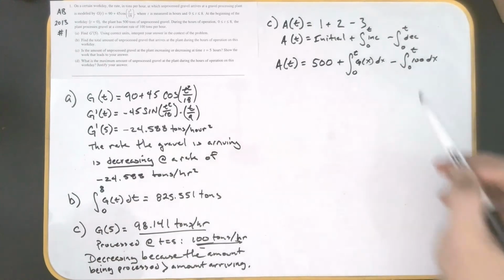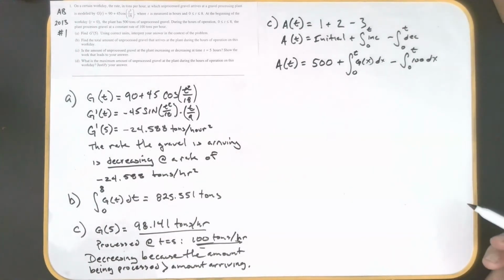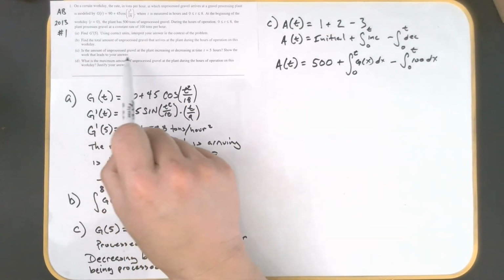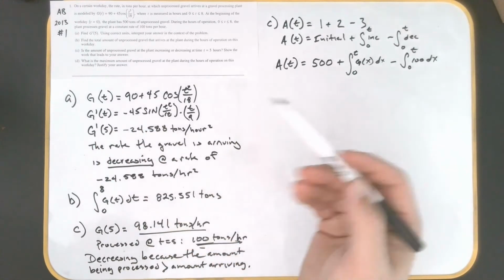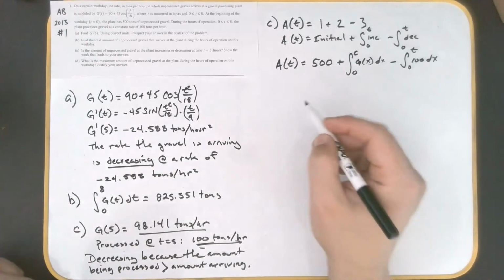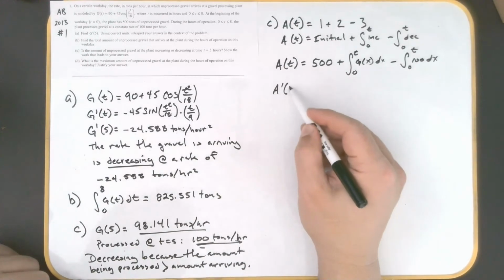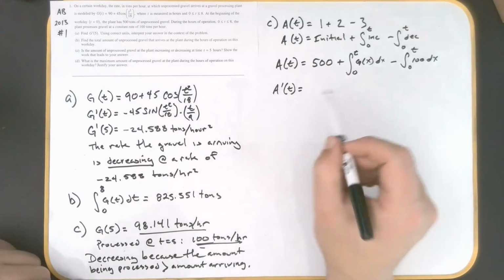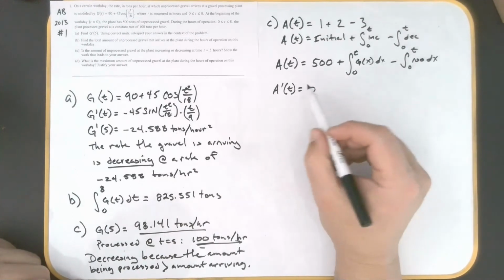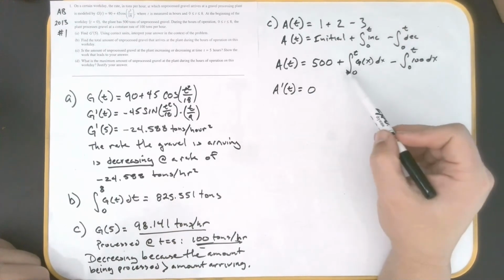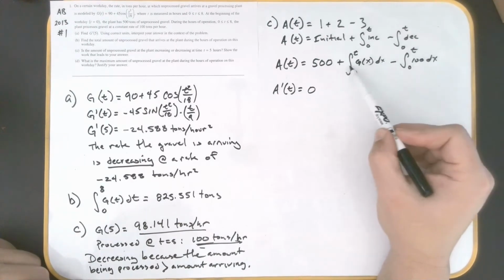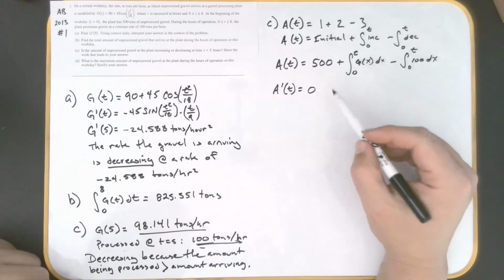So this is the function that represents how much gravel is at the plant at any given time. Well, back to part C, it says find if the amount is increasing or decreasing. If you want to know increasing or decreasing, you take a derivative, get your critical points, and test your intervals. So what I'm going to do now is find A prime. A prime of t is equal to, and I'm going to take the derivative of this. The derivative of 500 is 0. The derivative of an integral, if you recall the second fundamental theorem of calculus, I'm going to take the derivative of this whole thing. Now I'm going to be extra specific on how this actually works on this one.